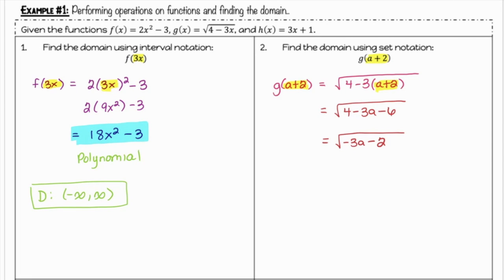Okay, so I end up getting the square root of negative 3a minus 2 as my output. Since I have that output, I'm going to ask myself, what case do I have now? I have a square root only case. So with the square root only, I am going to set up my radicand greater than or equal to 0, and that's going to be my domain.